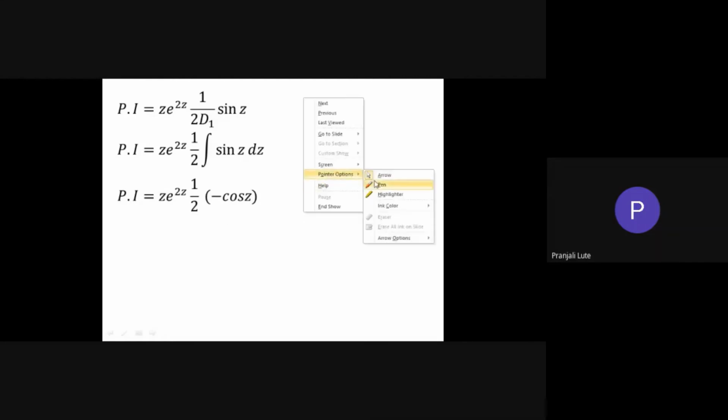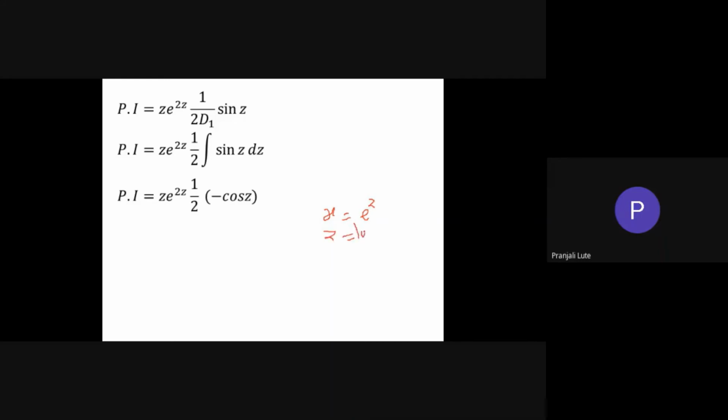So again we have to replace this z by log x. e to the power 2z means here x square. So this is x square into (1/2 minus cos of z), where z is log x. So your answer is x square upon 2 minus x square into cos of log x. This is the particular integral of the given differential equation.